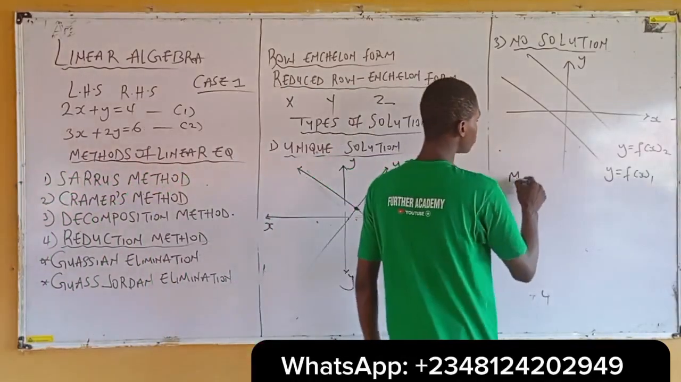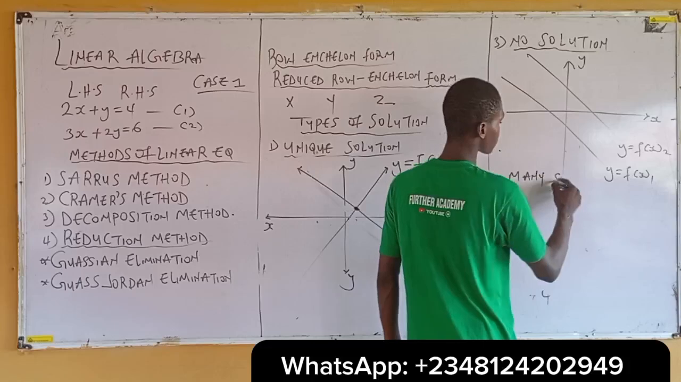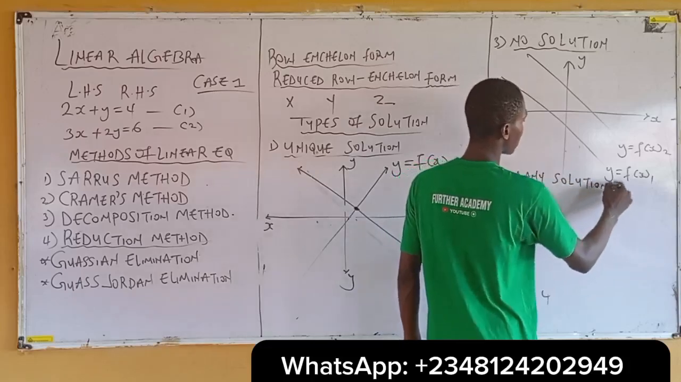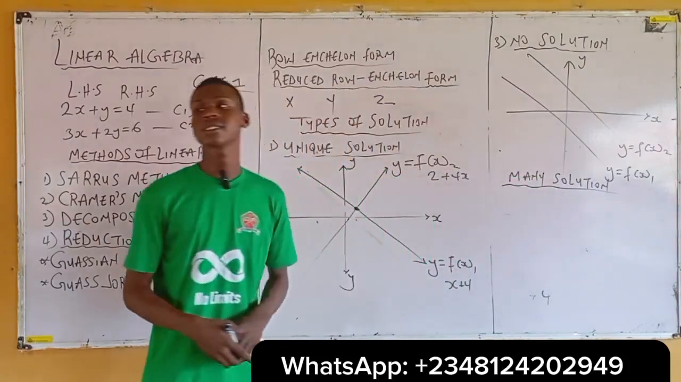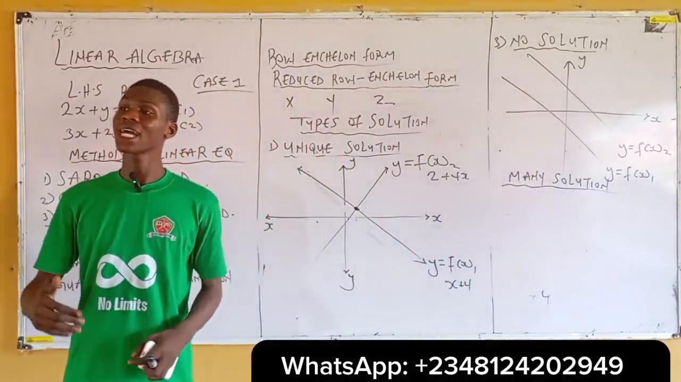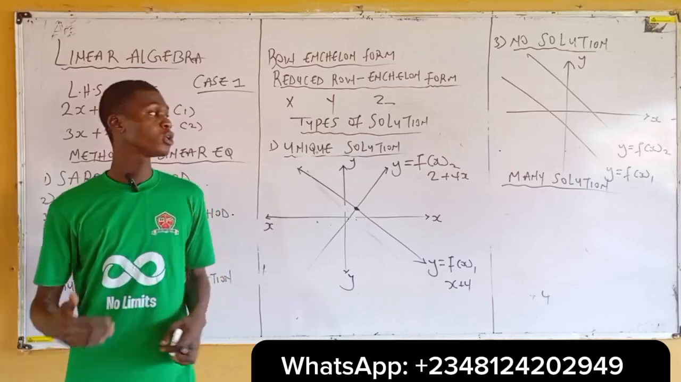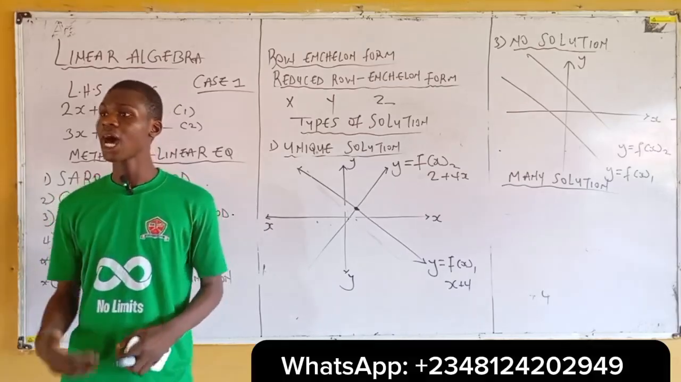Now for many solutions, what does it mean? What do you understand by this? Representing many solutions graphically, how can we do that? We know that these unknown values have more than what?